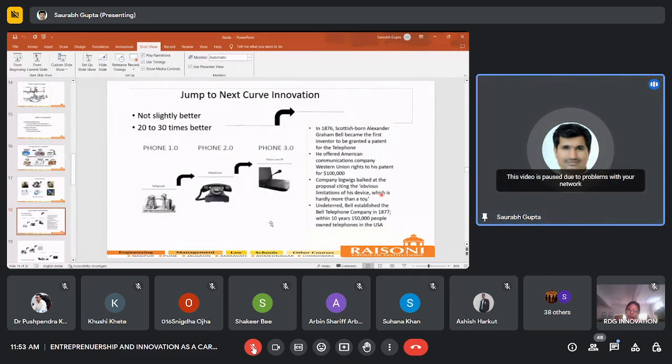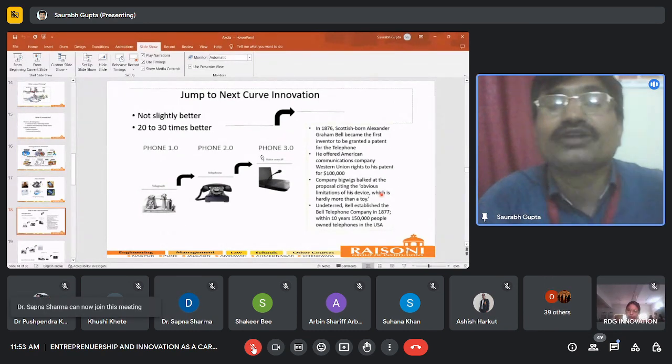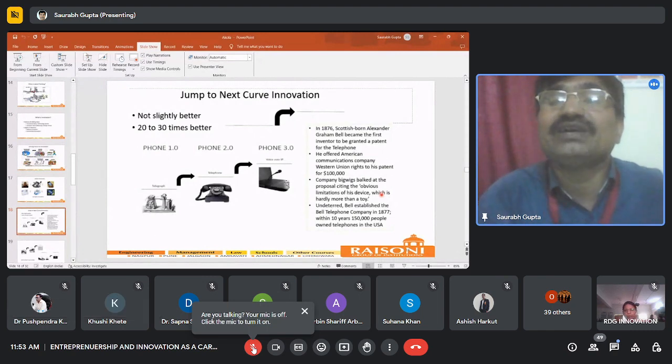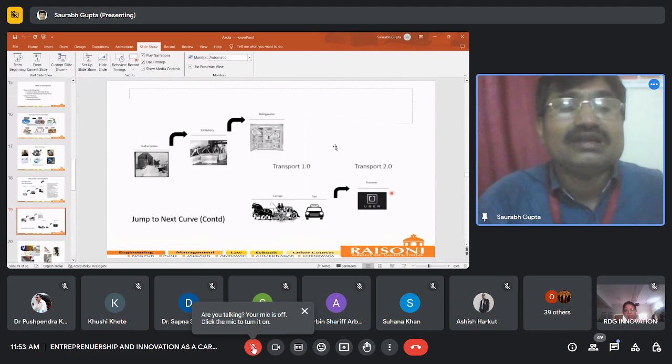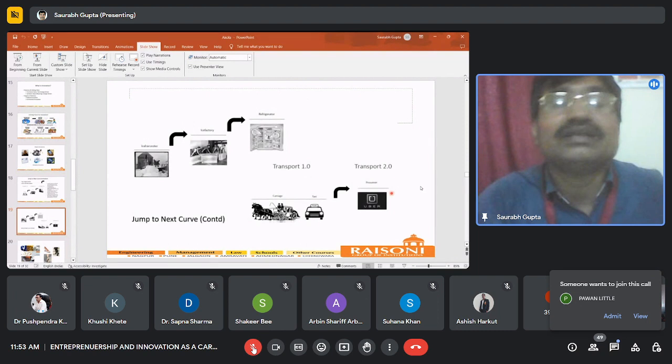So this is another example. Earlier we used this type of phone. Then this type of phone came. Then the three categories are coming. So these are the versions of various innovations. This is for automobile, from the old block car to the new generation of automobile.